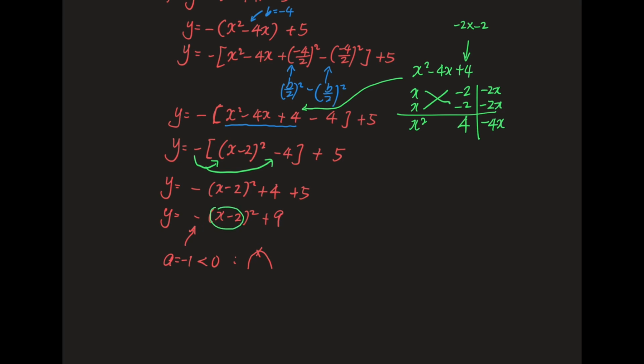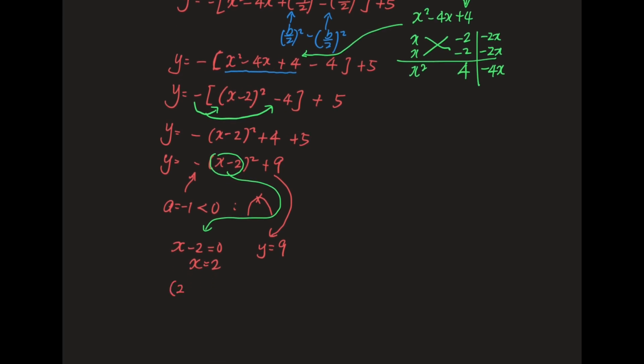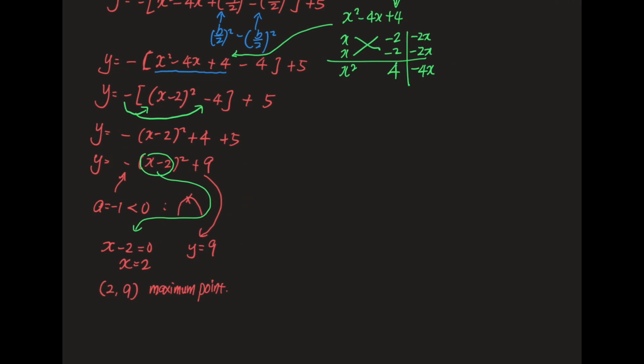Then to find the maximum point, we take the bracket x minus 2, we let it equal to 0. X minus 2 equal to 0, x equal to 2. Then we take the back one as y straight away, y equal to 9. So we have two values here, x is 2, y is 9. So this is a maximum point. Okay, so we get the maximum point. So that is the first step.